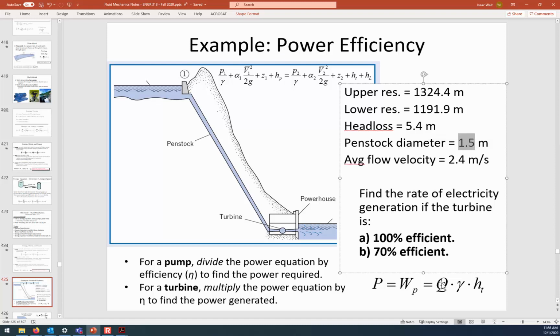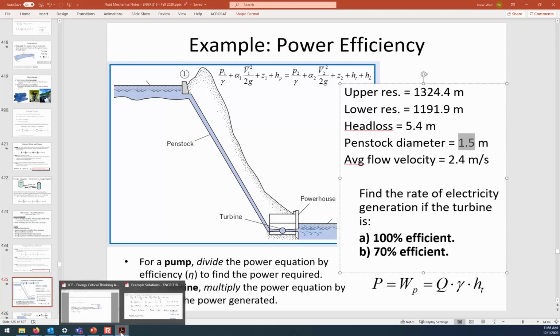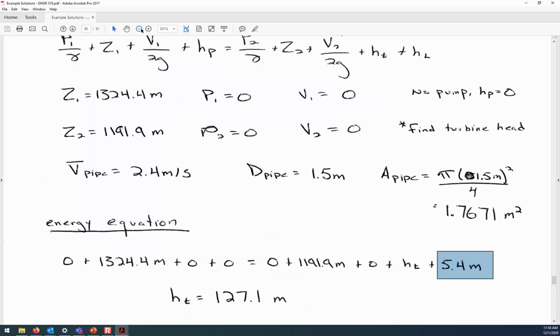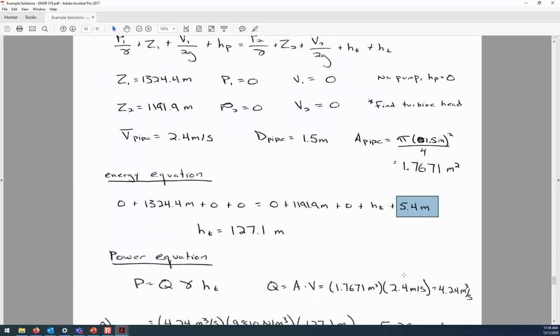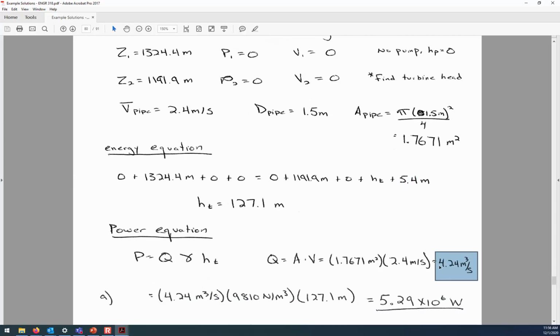So you get Q, and then since this is water, we know the unit weight is 9810 newtons per meter cubed, since we're working in SI units. So here's the power equation. Get the volumetric flow rate of 4.24 cubic meters per second. And then if it's 100% efficiency, then that means that we can generate 5.3 megawatts. So 5.29 times 10 to the 6th watts.